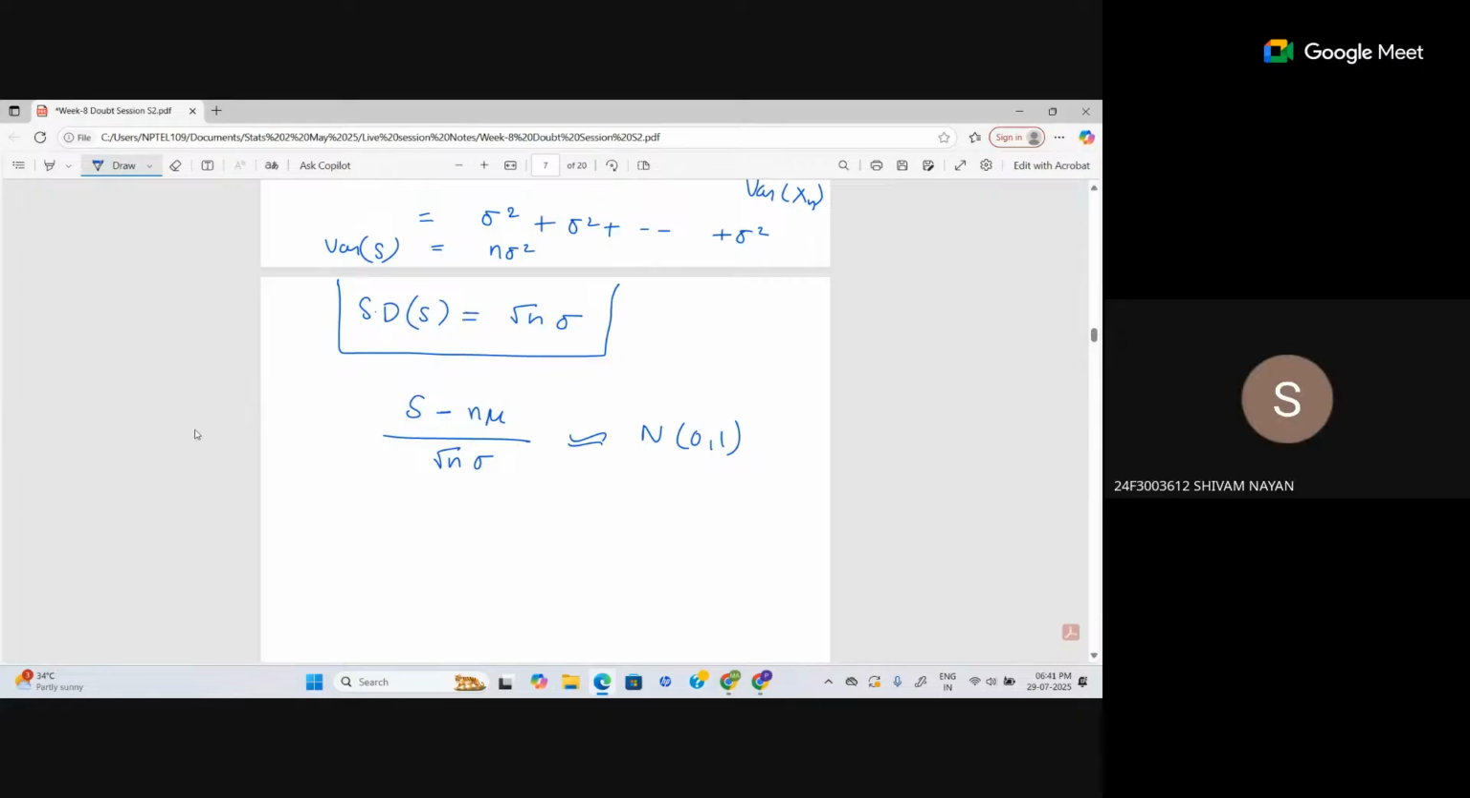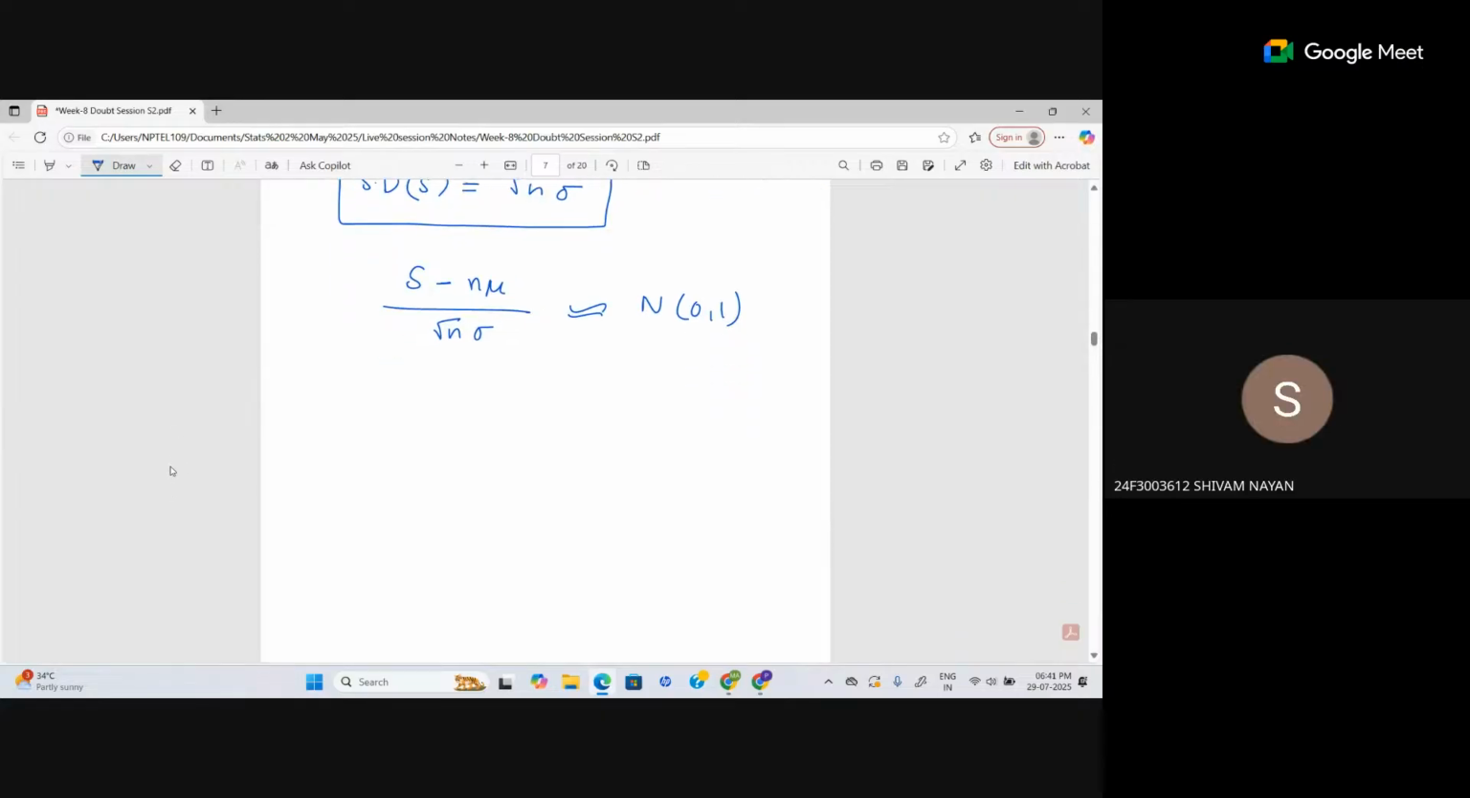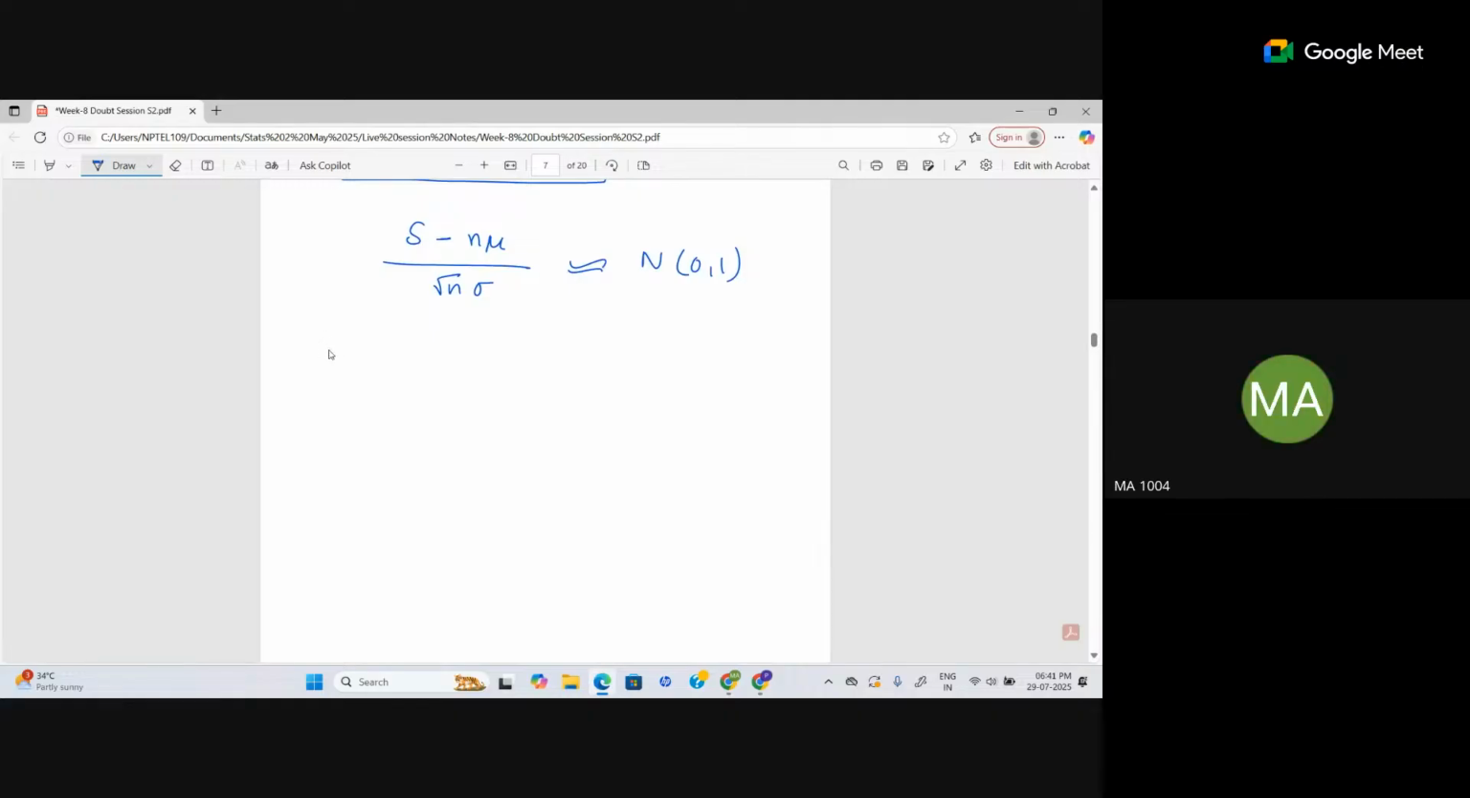Yes, ma'am. Now we have to find the expectation and the standard deviation for x bar. This was for S. When you are dealing with S, you have to do these things. Now we have x bar, so x bar is this. Now calculate the expectation of x bar. So the expectation of x bar is this one.